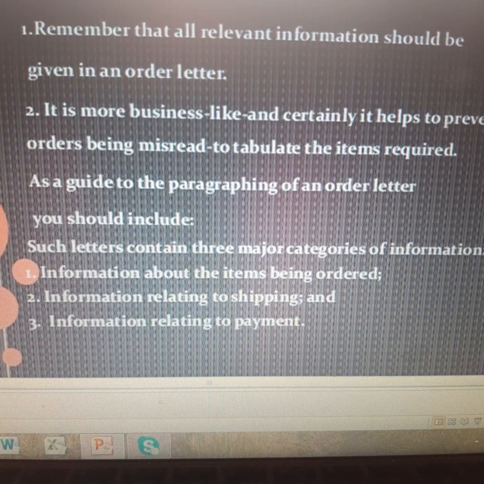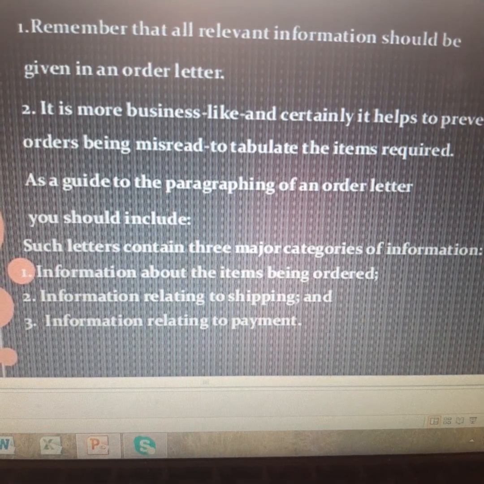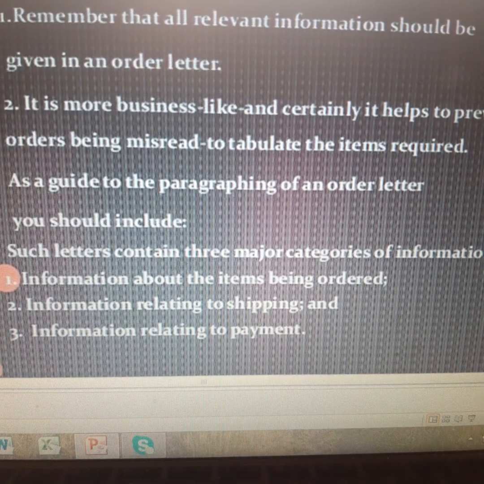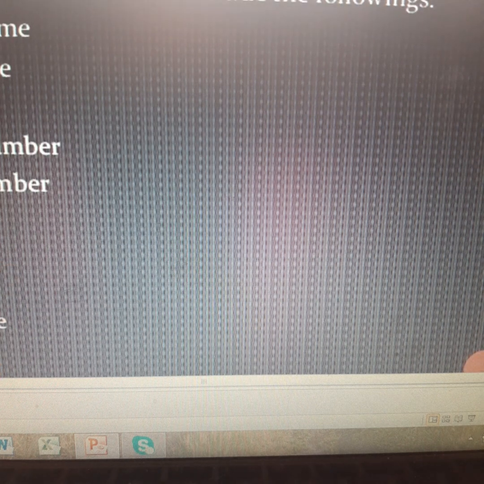Okay, please pay attention, children, to the 3 points. Information about the items being ordered, information related to shipping, and information related to the payment. These 3 points have to be covered under your letter placing order. Let's move on to the next slide now.